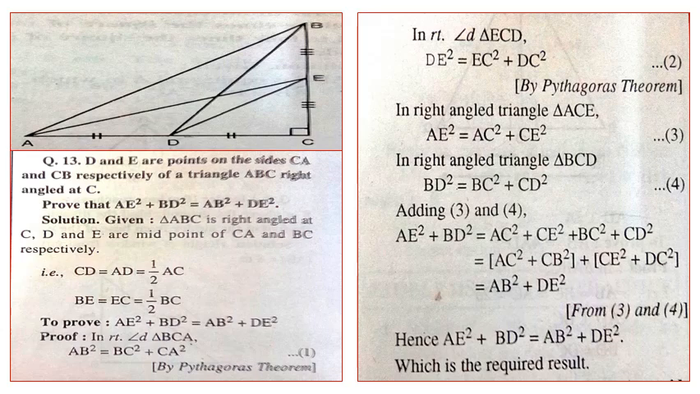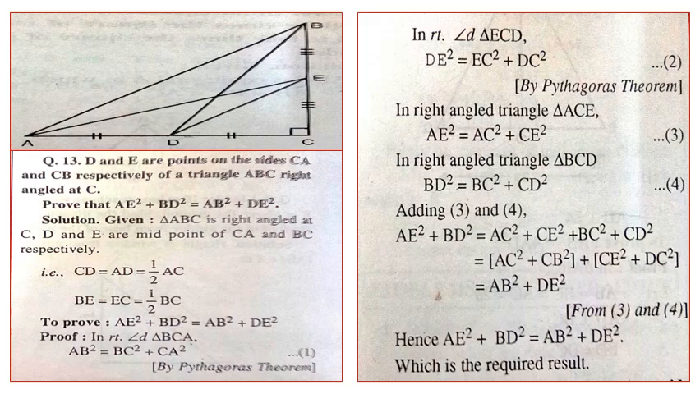Now in right triangle ACE, AE square is equal to CE square plus AC square by Pythagoras theorem. Let it be equation number 3. Similarly, in right triangle BCD, BD square is equal to BC square plus CD square by Pythagoras theorem. Let it be equation number 4. Now from equations 1, 2, 3 and 4, we are adding equation 3 and 4, or we can add 1 and 2 also.